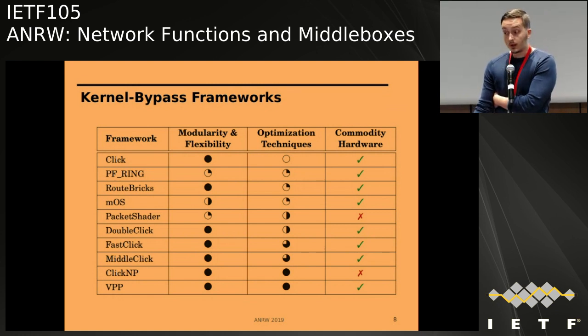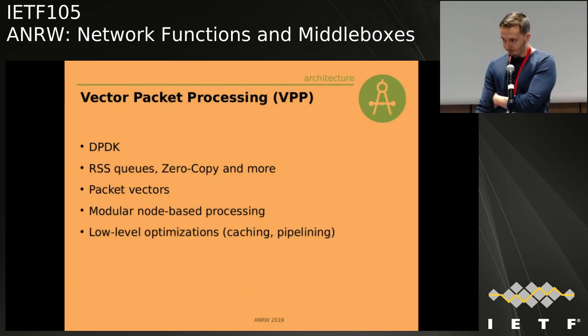There is notably Click NP, which is the fastest here, but it relies on FPGAs, which are out of scope once again. And then finally, there is VPP, which is modular, inspired by Click, but not an extension of it, which has support for a lot of optimization techniques and runs on commodity hardware. So it stands for vector packet processing. It relies on DPDK, but it's not a requirement. There are alternatives. It has support for RSS, zero copy forwarding, and many more.